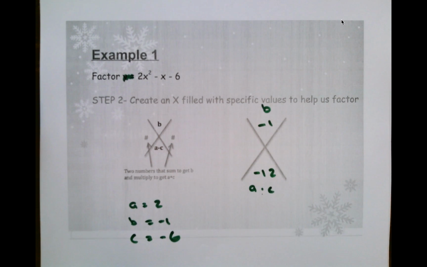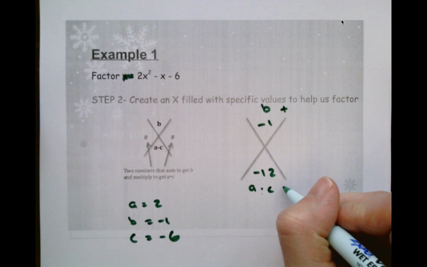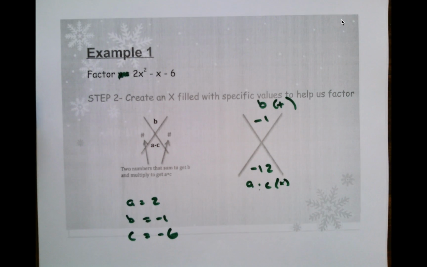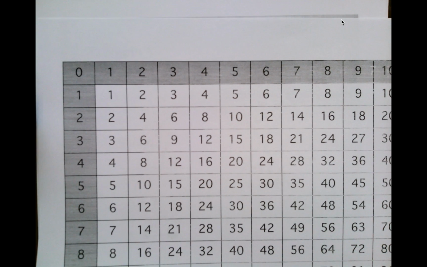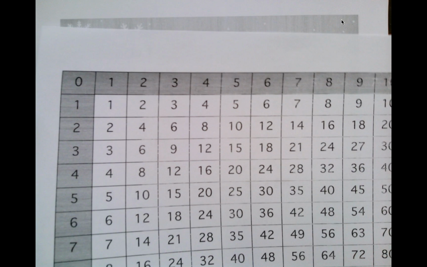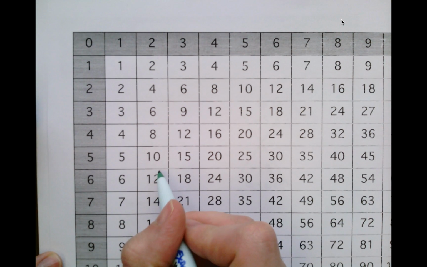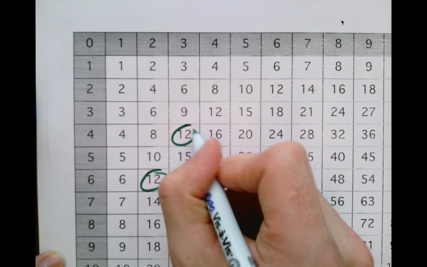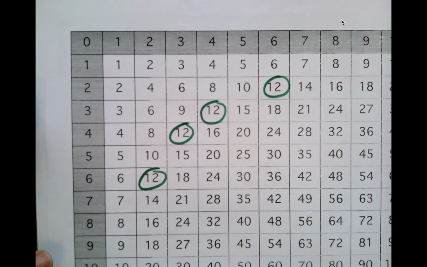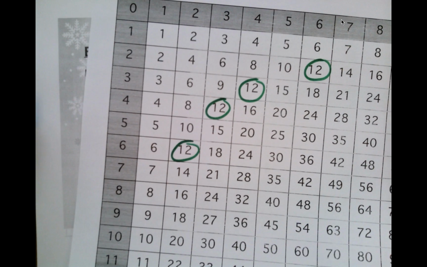So now I'm going to say, alright, let me find two numbers that add to this top number and multiply to this bottom number, just like we had done in the past. To do that, we're going to need our multiplication table. So we're looking for two numbers that add to negative 1 and multiply to negative 12. I'm going to look to see, what multiplies to 12 or negative 12? Here's a 12, here's a 12, here's a 12, here's a 12, and then on the bottom over here, down here as well.